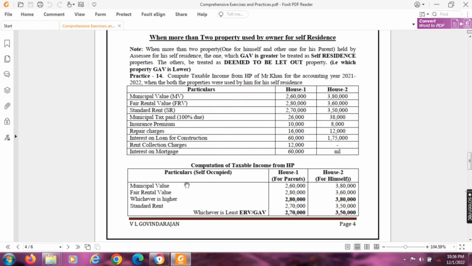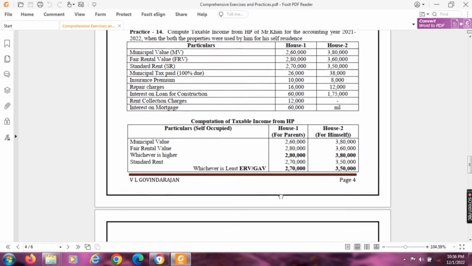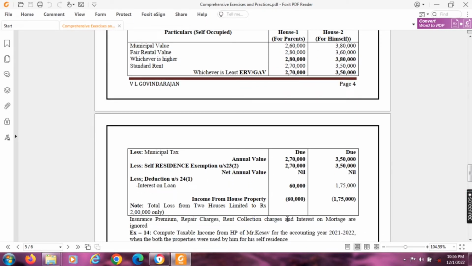So the gross annual value for house 1, for the parents, is 2,70,000, and for house 2 it is 3,50,000. Out of these two, which one is greater? 3,50,000, house 2. So that property is granted to the assessee himself, and the lower gross annual value property, house 1, is granted as the parents'.